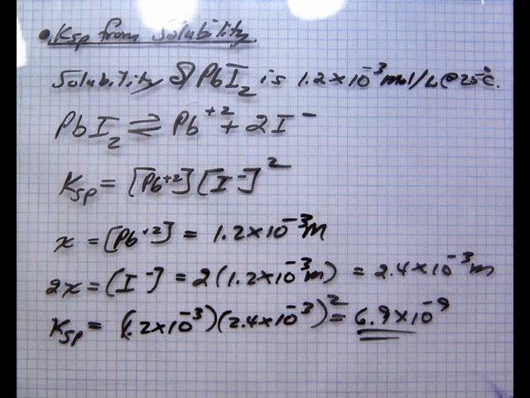So we come out with 6.9 times 10 to the minus 9th. And if you check the table, that'll be exactly what it is.